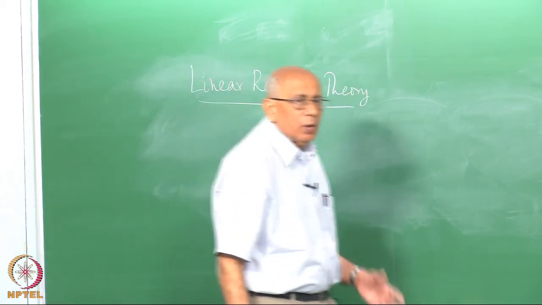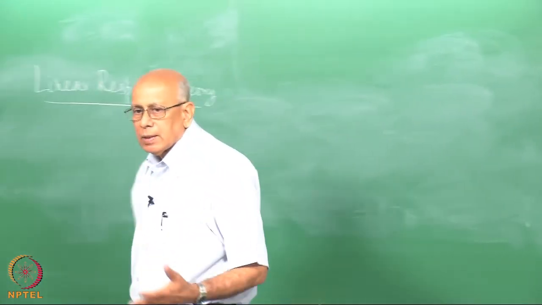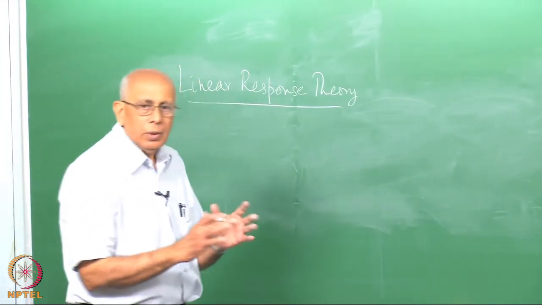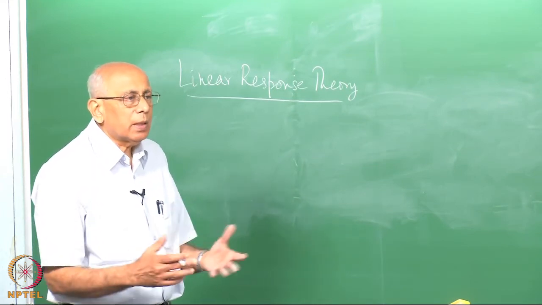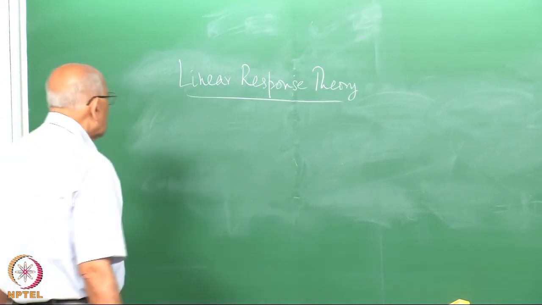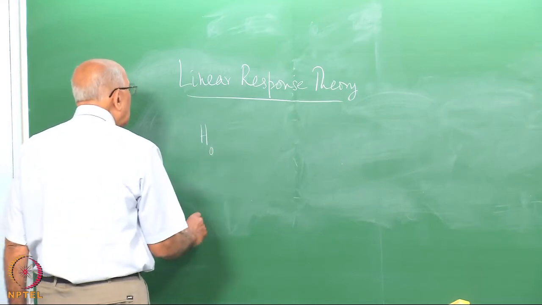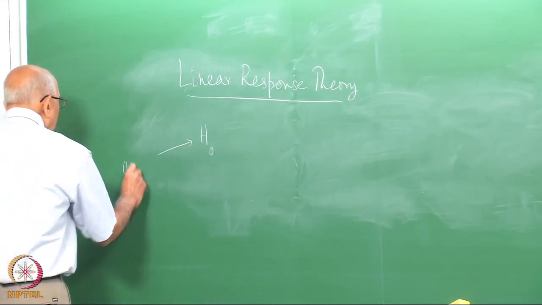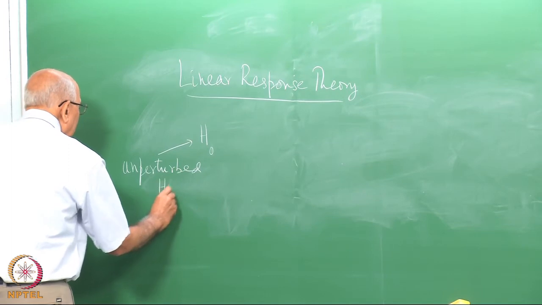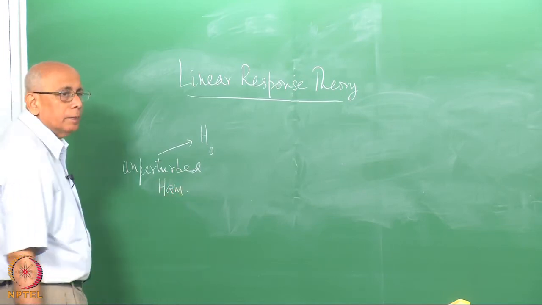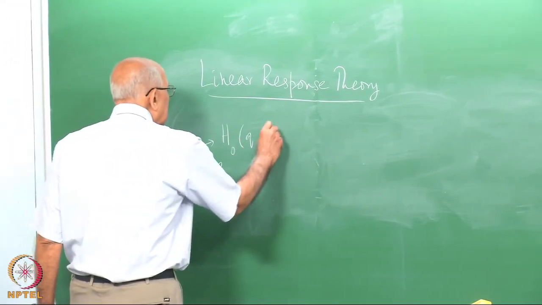So our problem is the following. The general class of problems we're going to address is the following. We start by saying that we have some system which is described by a Hamiltonian, which is time independent, and the system is in thermal equilibrium at inverse temperature beta in contact with a heat bath. The system is described by some Hamiltonian H naught, the unperturbed Hamiltonian, and it's a function of some dynamical variables, Qs and Ps.